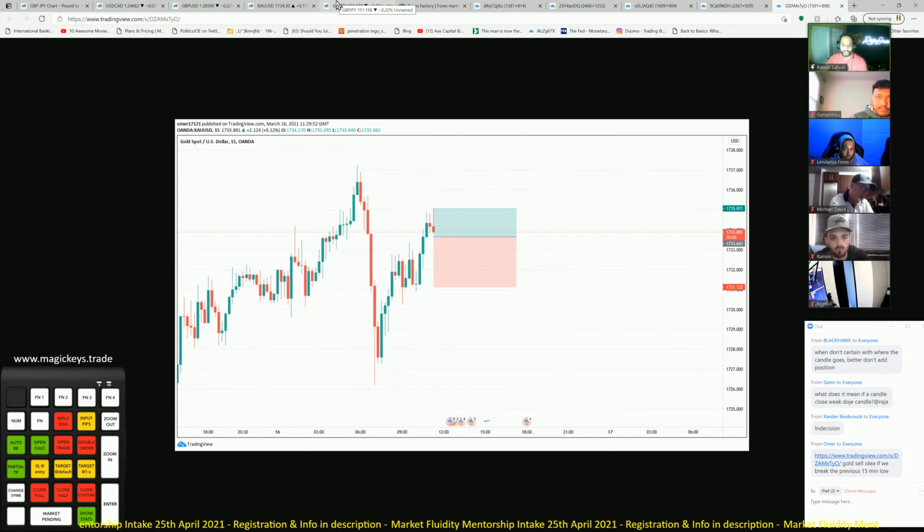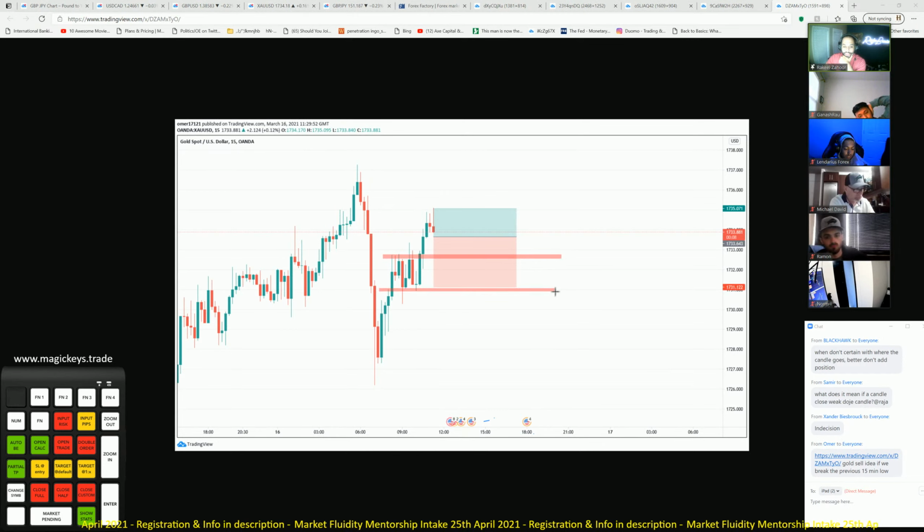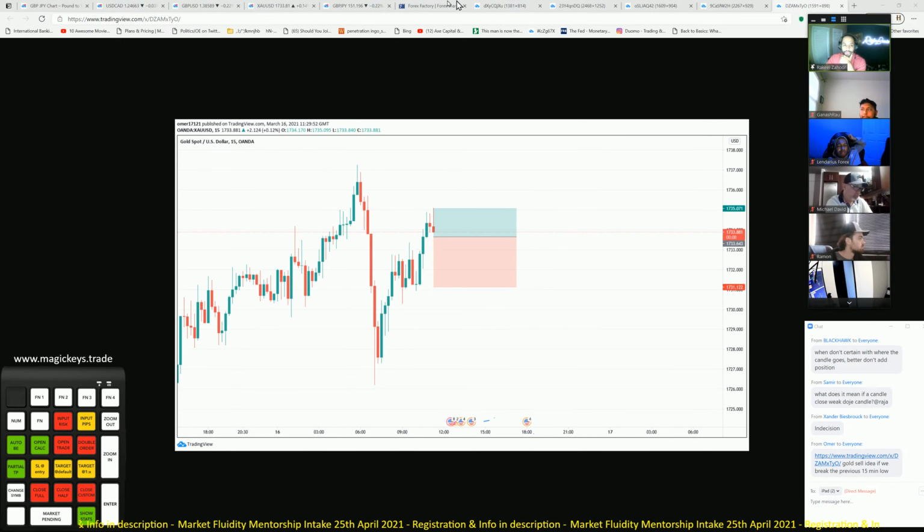Let's take a look at this chart over here. Gold sell if we break the previous 15-minute low. The only problem is you have this area right over here, and then you have this consolidation area right over here. So we don't know if price is going to come down and bounce off of this area to go up. We don't know that. And also we got news coming in about an hour. So I think it's going to be a better idea to wait for the news to come around.